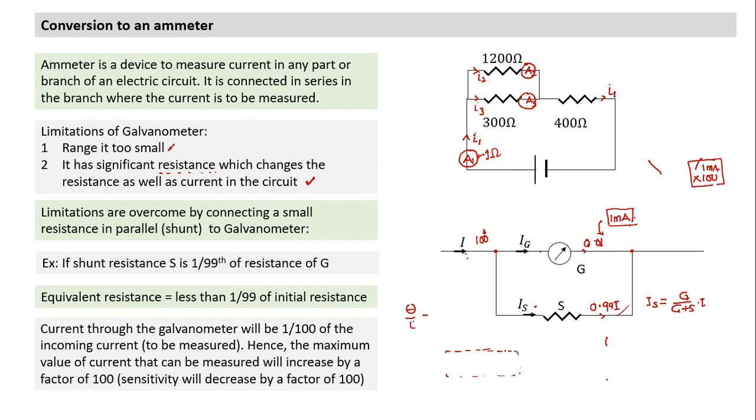So which current am I measuring? If I connect here, I am measuring I1. Suppose in this case I1 by 100 passes through the galvanometer, and 99% of the current passes through the shunt. So what is the range of my ammeter? The range of the ammeter becomes 100 times more. The current which it can measure becomes 100 times the maximum value of current which can pass through the galvanometer. Is this understood so far?